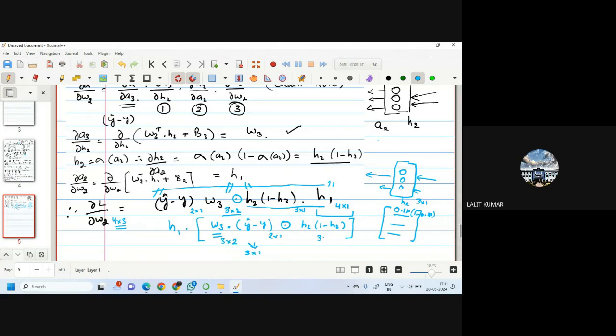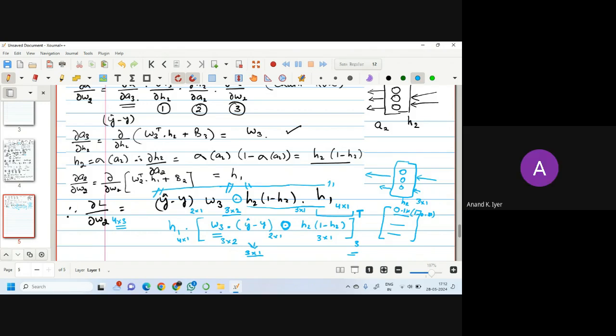We are multiplying by 3 into 1, with that product where we get 3 into 1. So now the H1 size is 4 into 1, and the size we have got is 3 into 1. So we have to multiply this 4 into 1 with its transpose. Then we get 4 into 3.